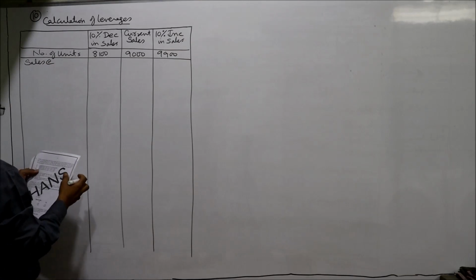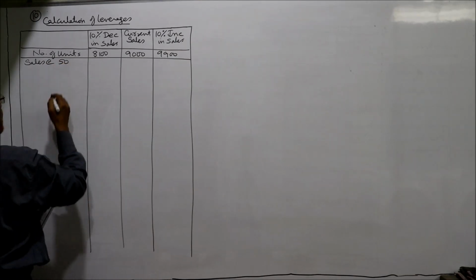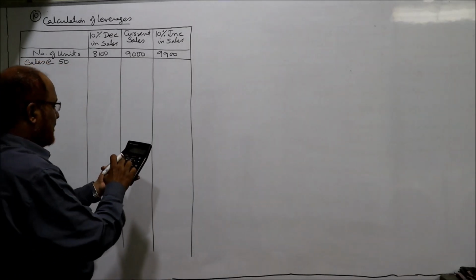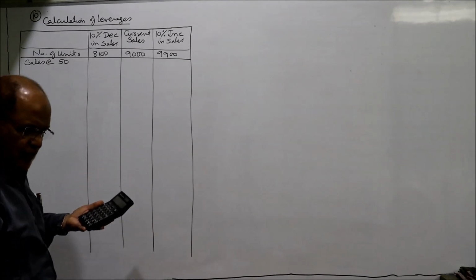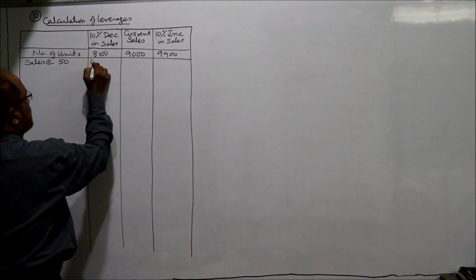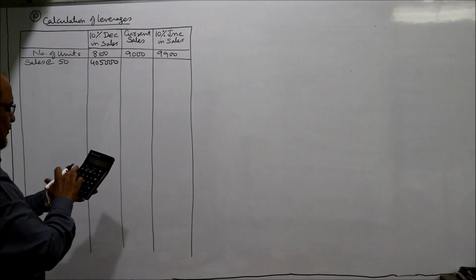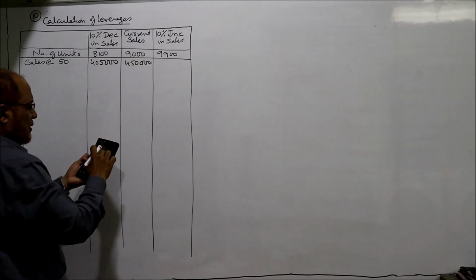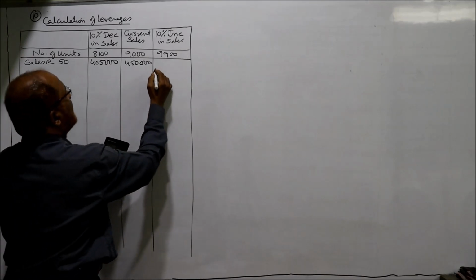Sales at the rate of, what is the selling price? 50. Sales at the rate of 50 rupees. So see here, 8,100 into 50, you will get 4,05,000. Similarly, 9,000 into 50, you will get 4,50,000. 9,900 into 50, 4,95,000.